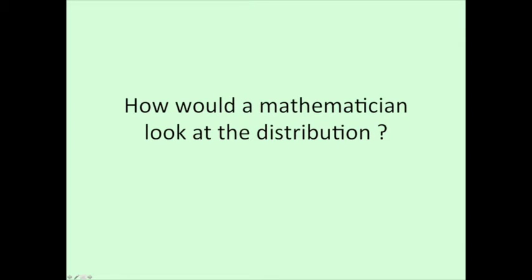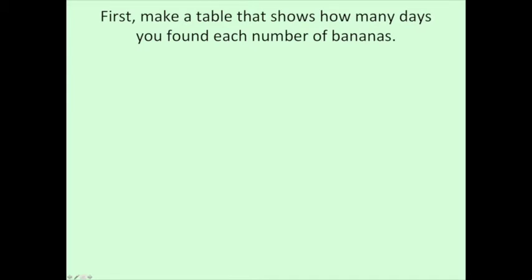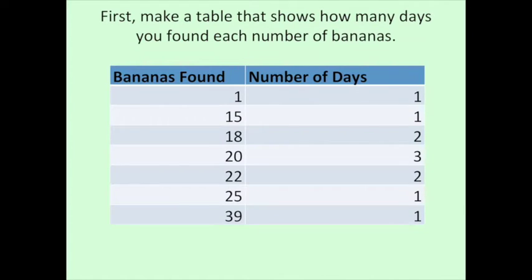How would a mathematician look at the distribution? First, make a table that shows how many days you found each number of bananas. So one day you found 1, 15 you found on 1 day, 18 you found on 2 days, 20 you found on 3 days, 22 on 2 days, and 25 and 39 you each found on 1 day. When you graph this table, it is much easier to understand your distribution.